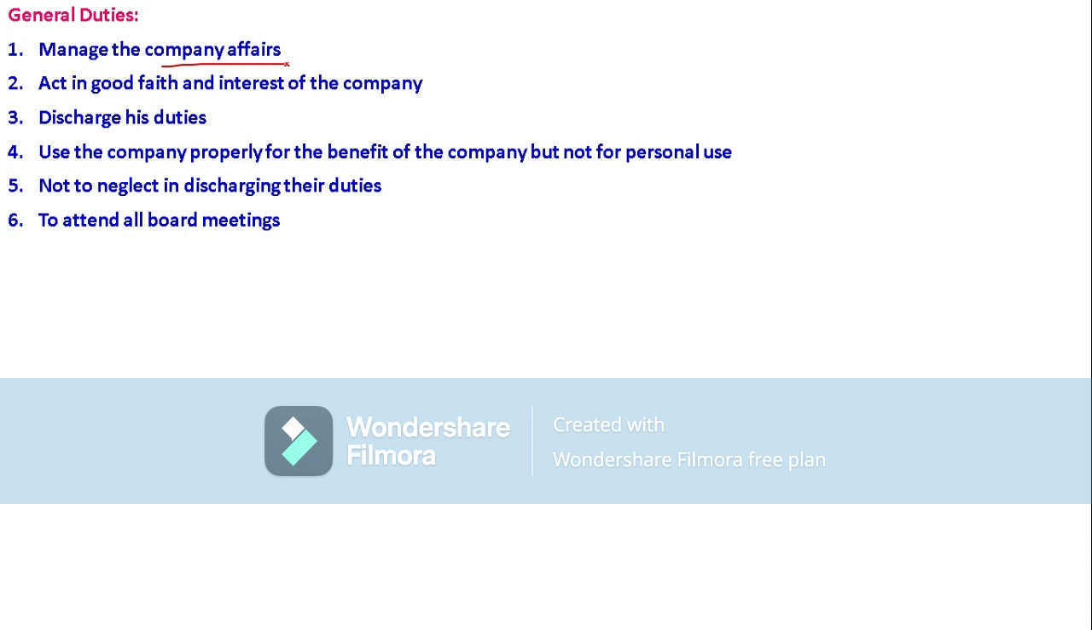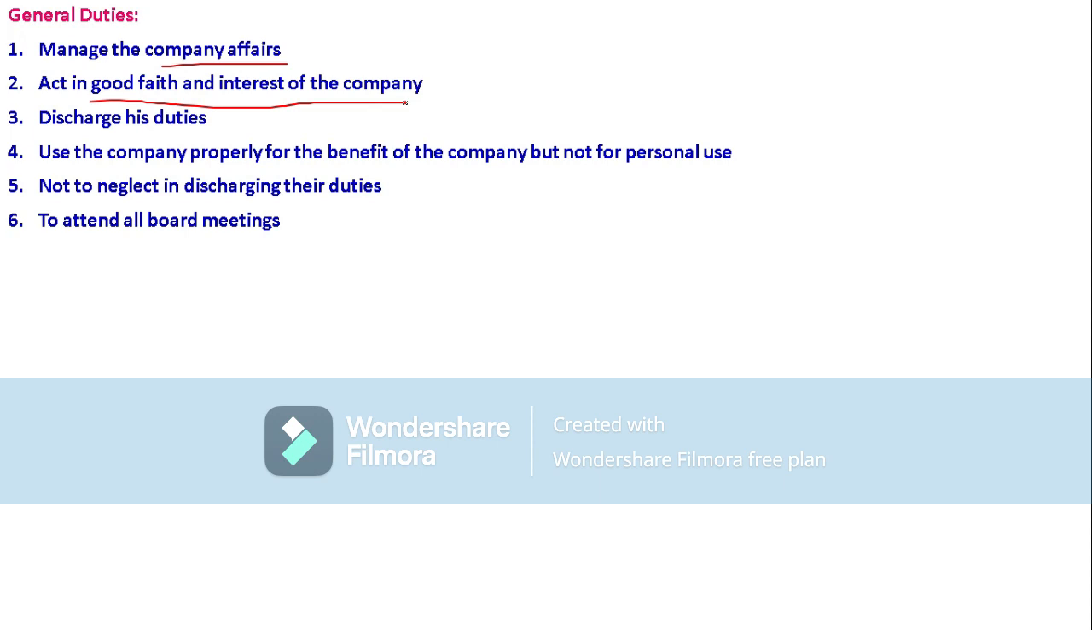So he has to manage the company affairs, from salaries of employees, to payments to suppliers, or giving quality products at a good, reasonable price to customers. Each and every aspect of the company should be seen by the directors. So it is a general duty. Act in good faith and in the interest of the company. We may not lay down any specific rules for good faith. It is a general duty.